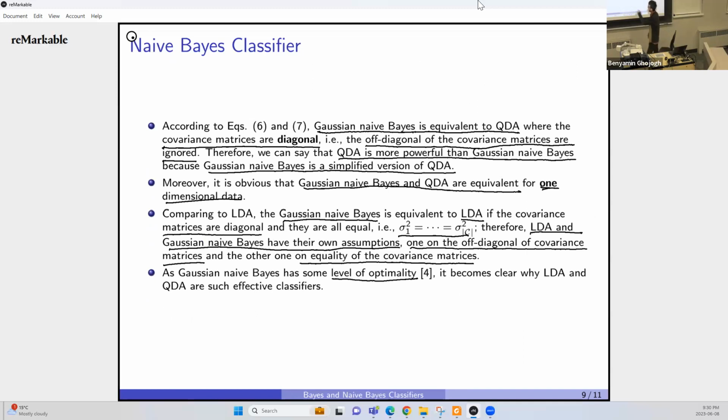Gaussian naive Bayes, as it is naive, it's not optimal, and also it makes an assumption on Gaussian, but it has some level of optimality. It becomes clear why LDA and QDA are such effective classifiers because of these comparisons that we just made. So LDA and QDA have their merits because they're very closely related to Gaussian naive Bayes.